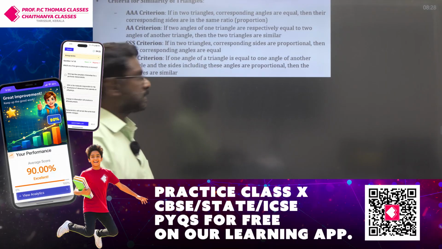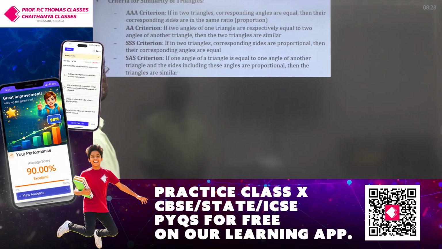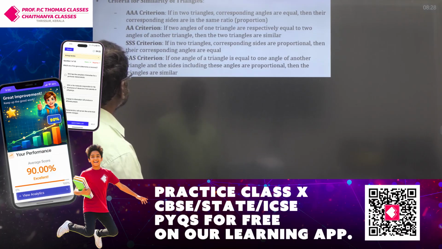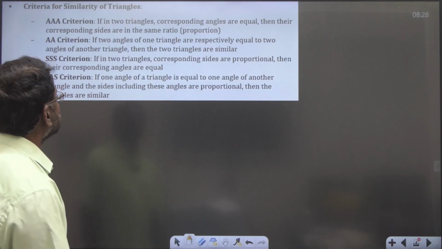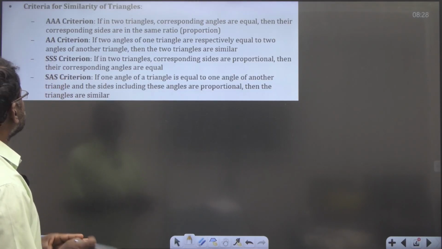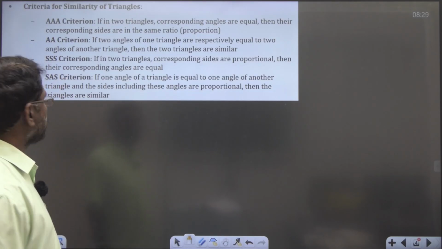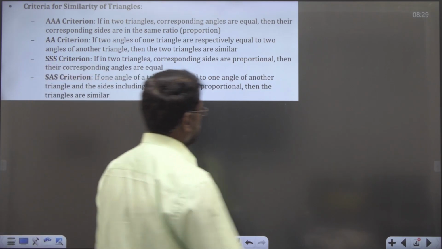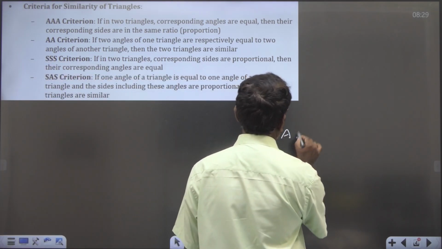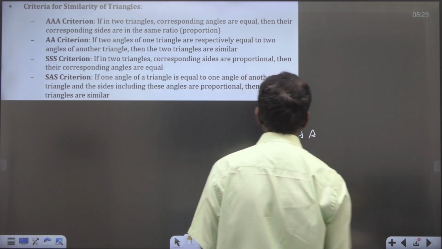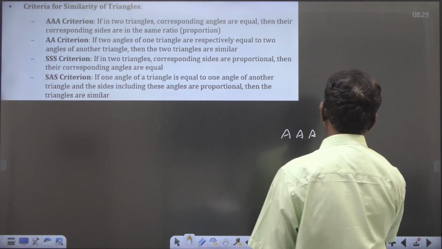Problems we will do later. Next is criteria for similarity of triangles. There are four criteria for similarity of triangles. One is the AAA criterion. AAA means angle, angle, angle.